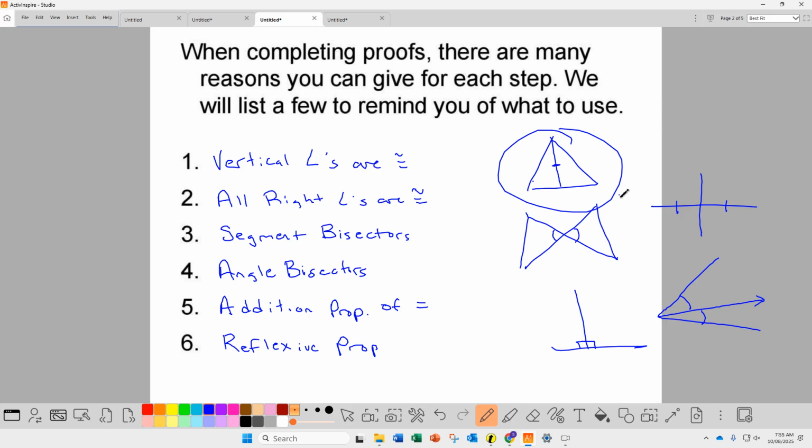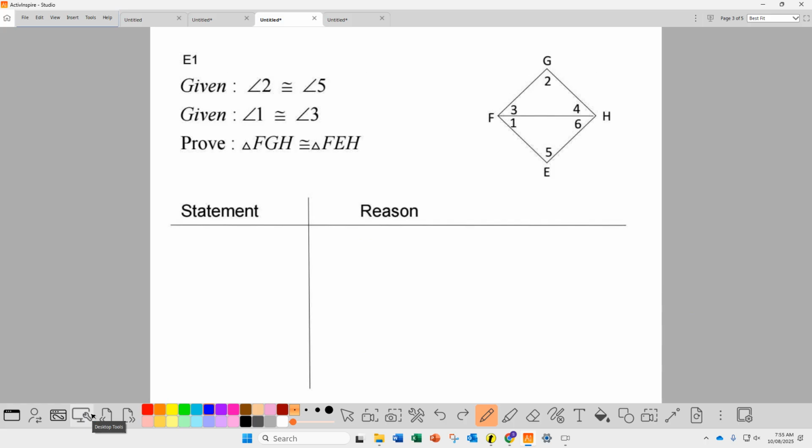This is all going to lead us to things like ASA, or side, side, side, or angle, angle, side. Any one of our 4 shortcuts can be used to prove triangles congruent. So when you see a proof, it's going to look like this when you open it up. First it's going to give you a picture, it's going to give you given information, and it's going to tell you what they want you to prove.